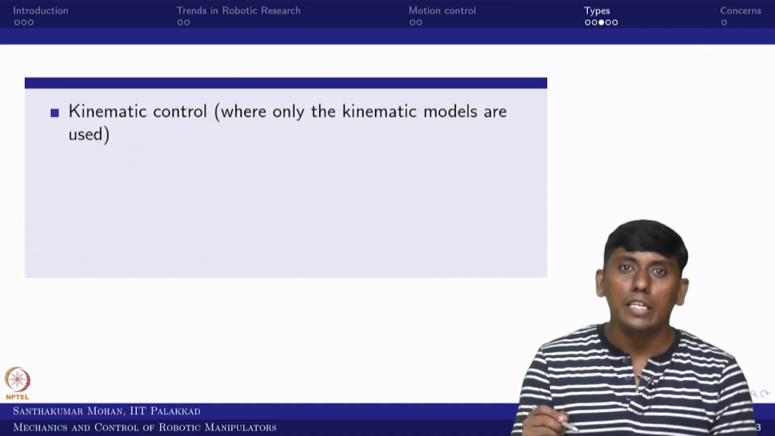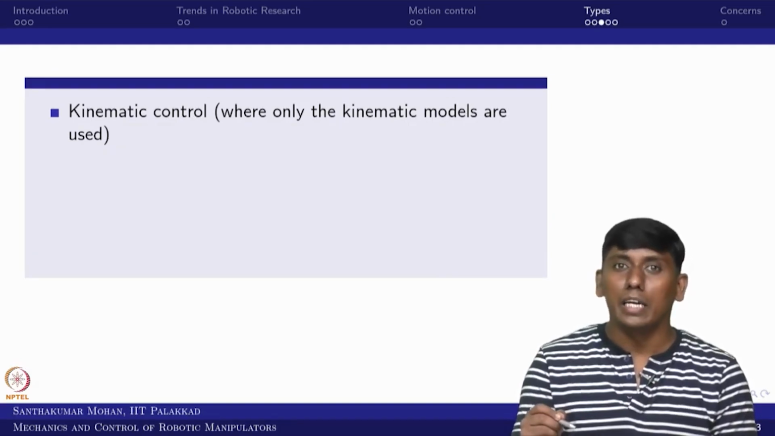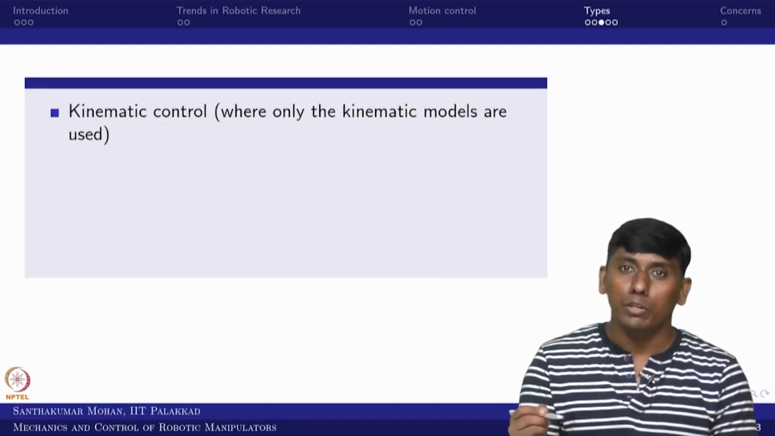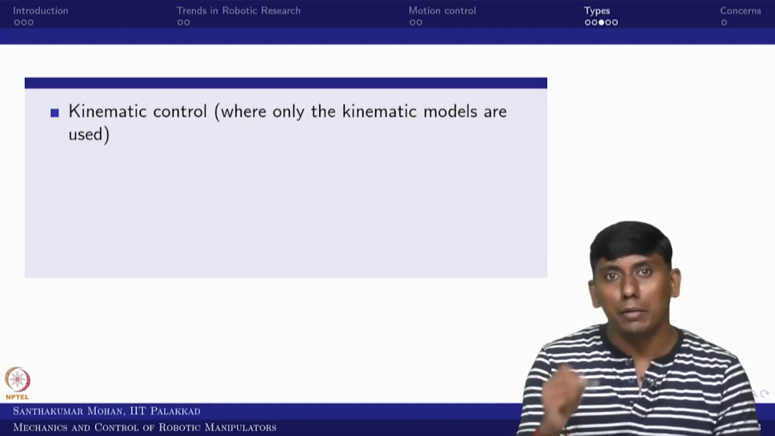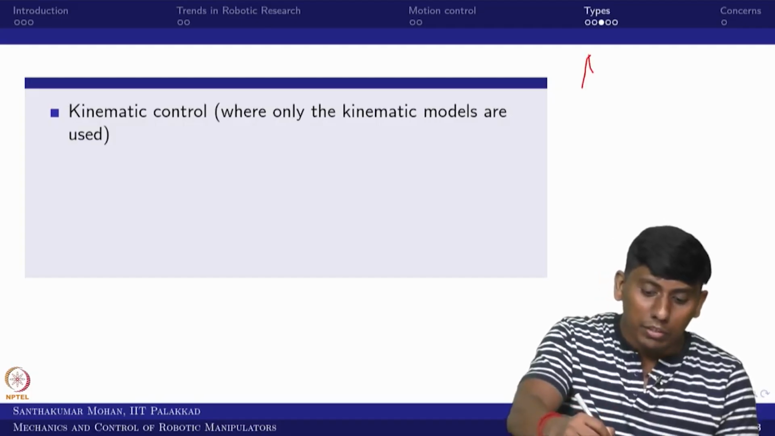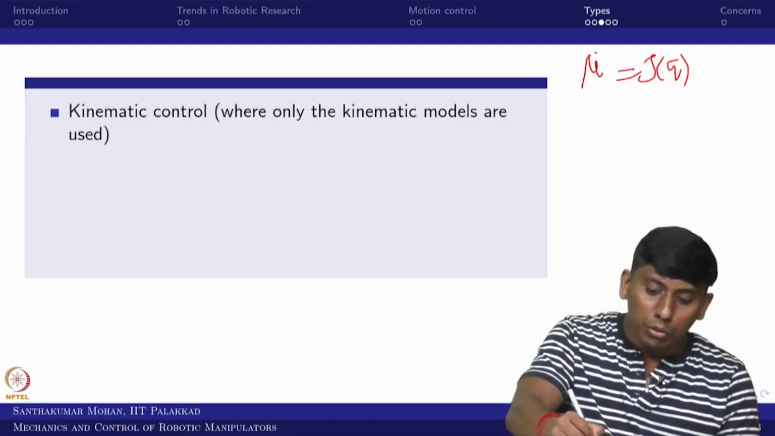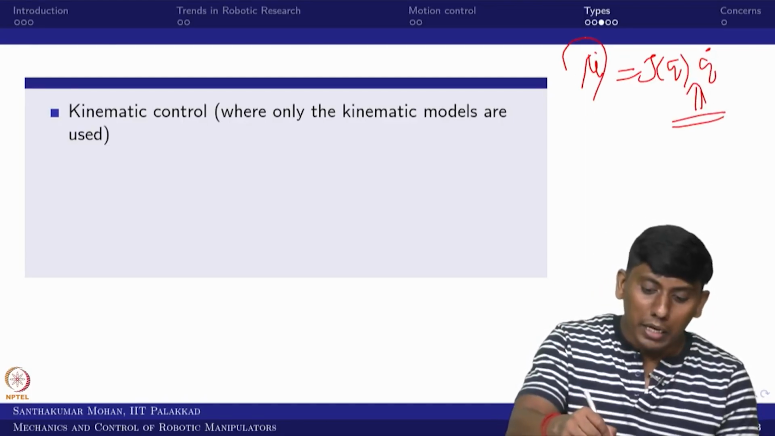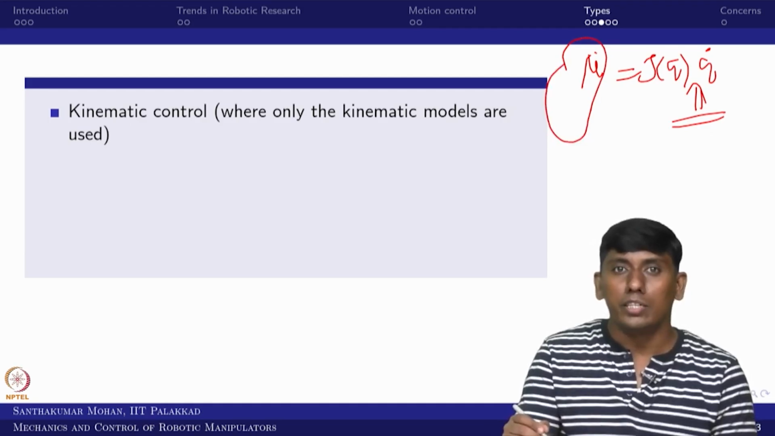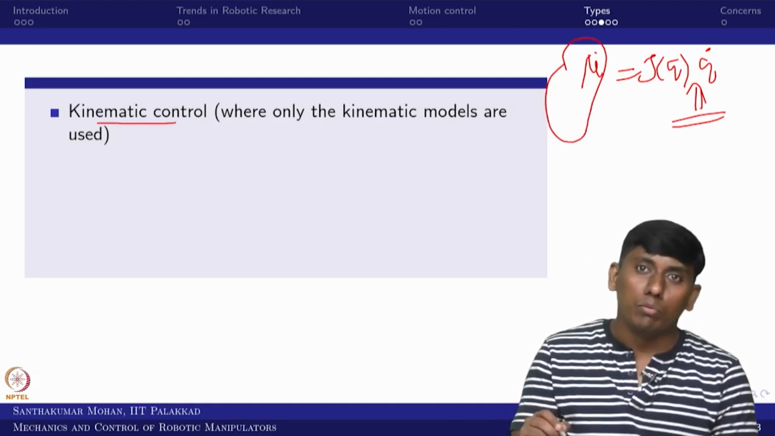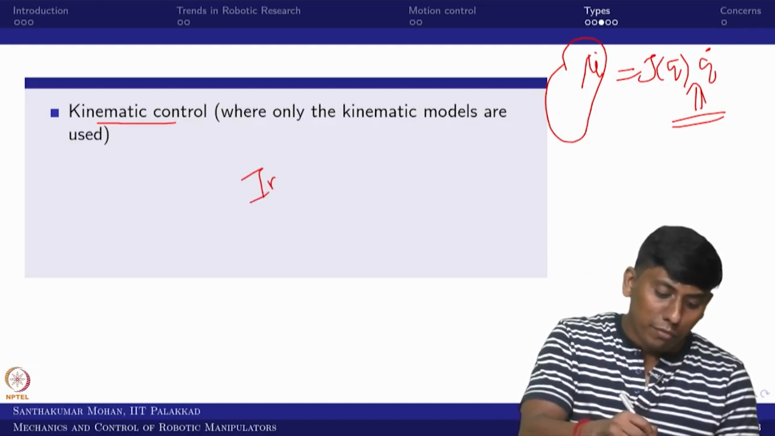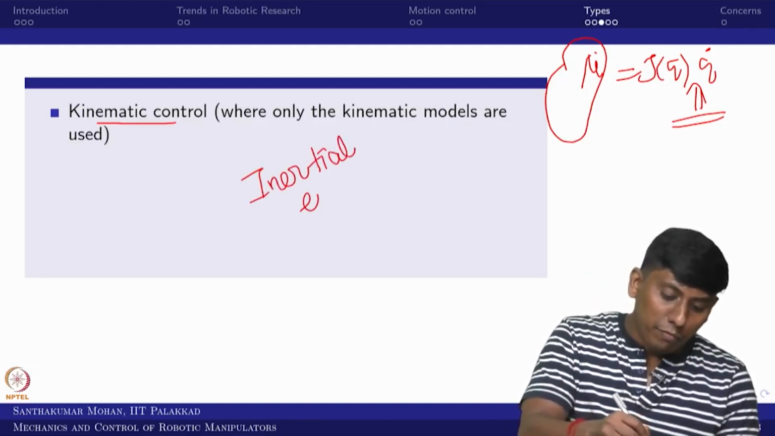Further, the control scheme can be classified based on where, and at what level, you are trying to implement it. If your controller is implemented at the kinematic level, you have this equation: mu dot is J of q into q dot. I am trying to find this q dot as the control activity based on my desired position trajectory. Then it is a kinematic control. In that case you have to take one simple aspect: your inertial effect should be negligible.